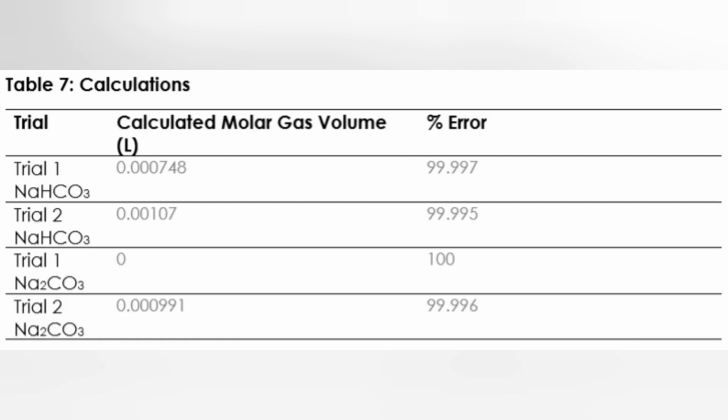Here's the table showing the results for my calculated molar gas volumes in each experiment, or in each trial I should say. Notwithstanding the first trial with sodium carbonate, where I got no results, you can see that the percent error is pretty significant for each trial. And this could potentially be due to several sources of error within the experiment itself.